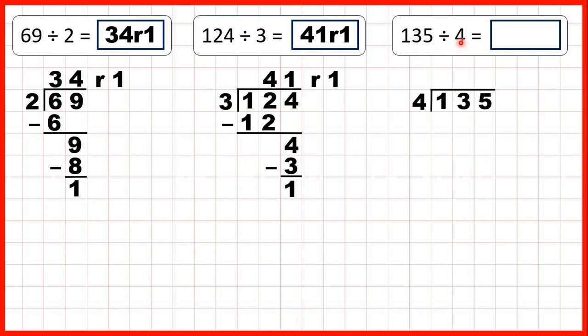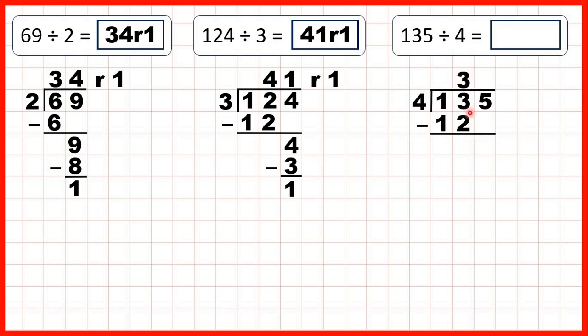Now we have 135 divided by 4. Again, the first digit is less than the divisor, so we can take the first 2 digits together. We need a number in the 4 times table which is as close to 13 as possible, but not more than 13. The closest number to 13 in the 4 times table is 12, and because 12 is 3 times 4, we write 3 in our answer line.